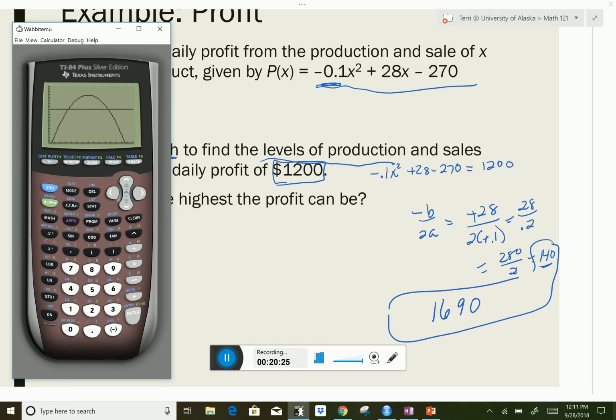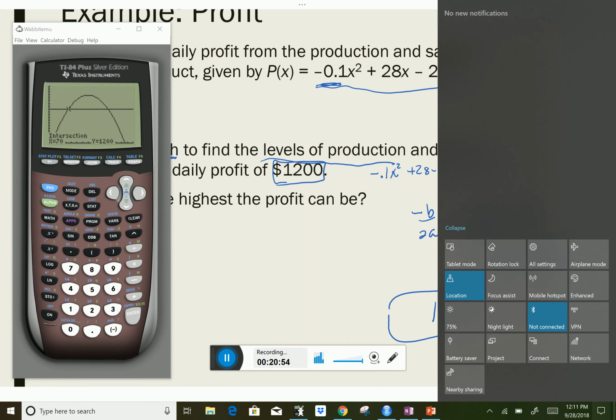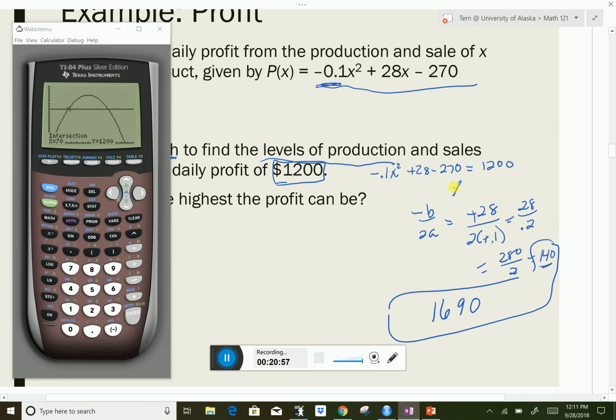So let's use our intersection command on your calculator. Number 5, first curve, second curve. I need a good guess, so I need to go over here. Too far. Get closer. There we go. Enter. So it is 70. So x equals 70, or there's another one.